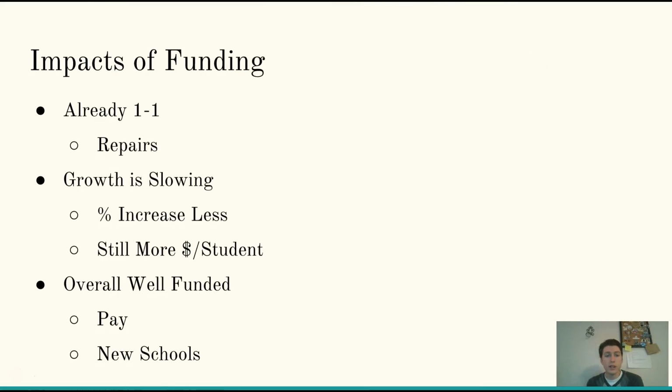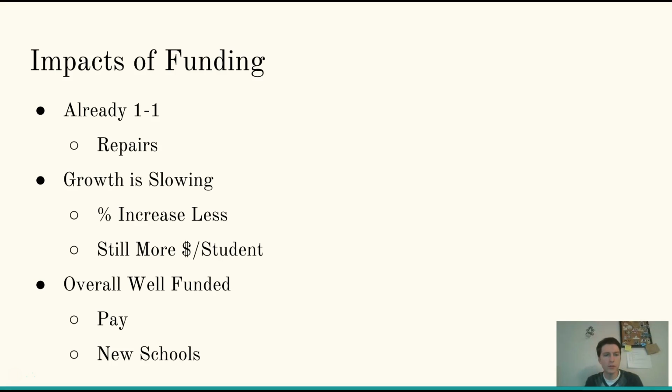Okay, so impacts of funding. We already have one-to-one, which is great. I think the biggest impact of our funding is on repairs. Last year was the first year that we had one-to-one, and the repairs on computers were a lot more than what they had expected, so that was a big hit to the budget.